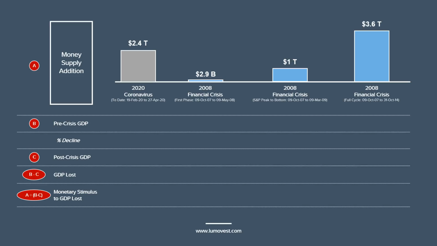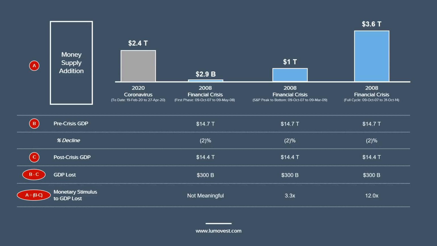To put these absolute dollars in context, the US had a GDP of $14.7 trillion in 2008. It declined by 2% in 2009 to $14.4 trillion, losing $300 billion. Divide the monetary stimulus by the GDP lost, and we get multiples of 3.3 times and 12 times.